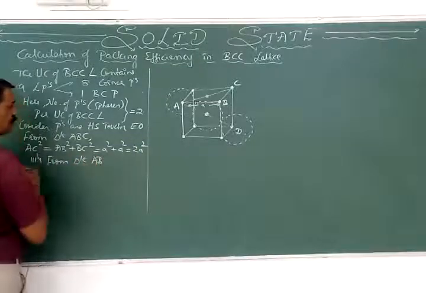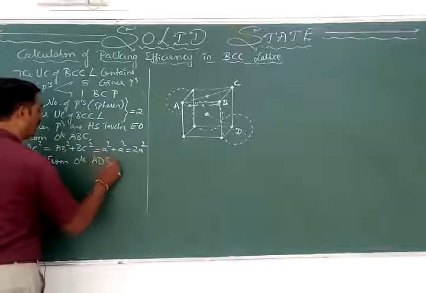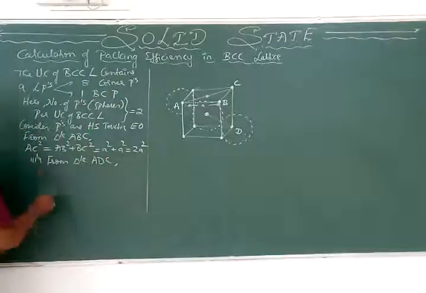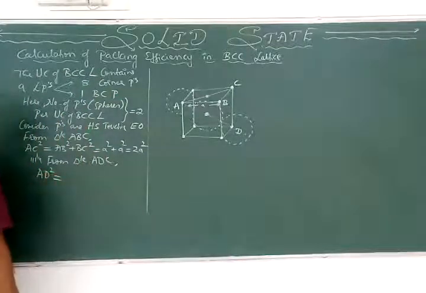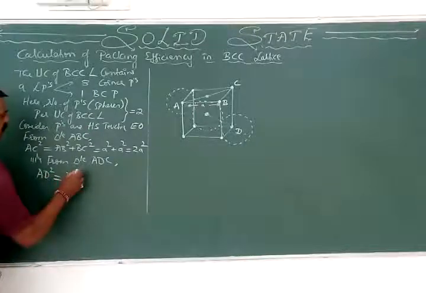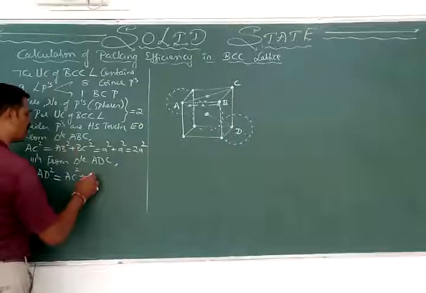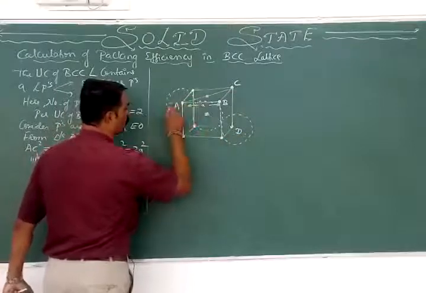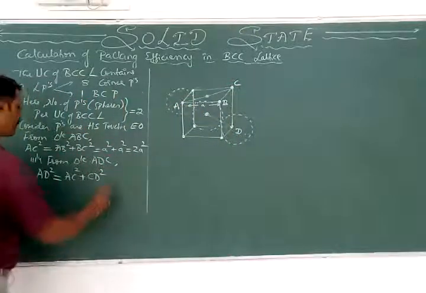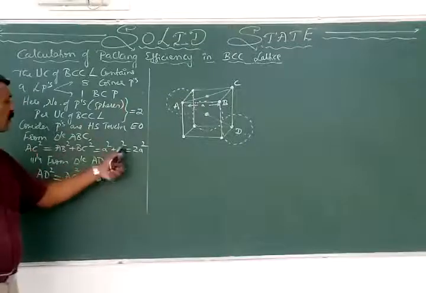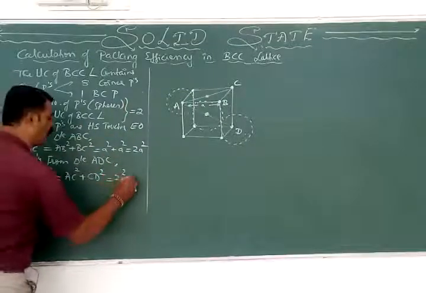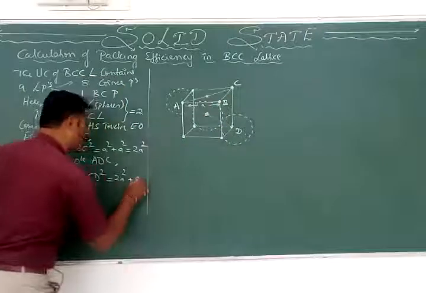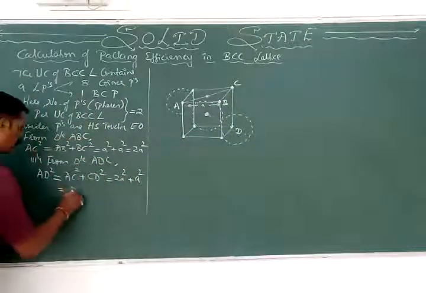Similarly, from another triangle, ADC. ADC is another right angle triangle. According to that, AD square is equal to AC square plus CD square. What is AC square according to the first one? It is 2A square. Plus, what is CD square? CD is the edge length. What is the edge length here? A. Therefore, it is A square, which gives 3A square.